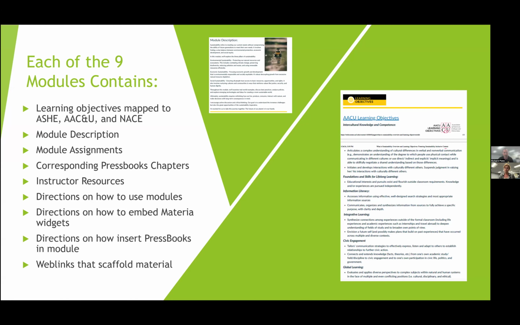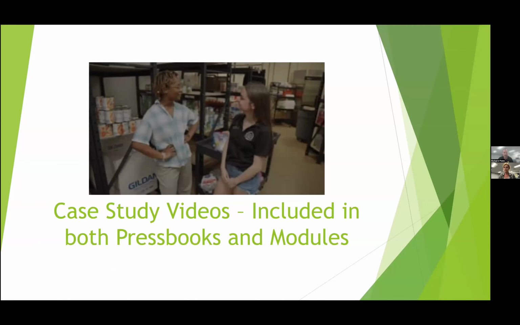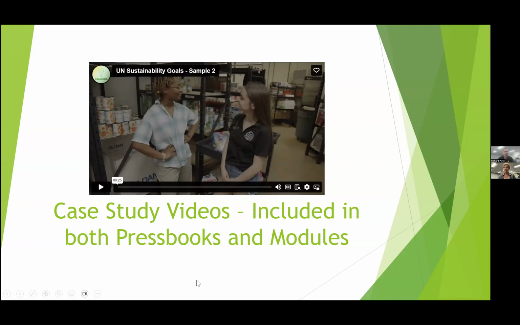And I'm going to actually blow right past this for the sake of time. I've basically talked about this already. We also have some case study videos. These videos are applications, mostly programs or resources that we have around UCF that show how multiple goals are often addressed at the same time. So you can see here, this is Knight's Pantry, a food pantry for students. We've got a video on the Arboretum, a video on some community gardens, and I'll show you just a quick clip from the Knight's Pantry video.